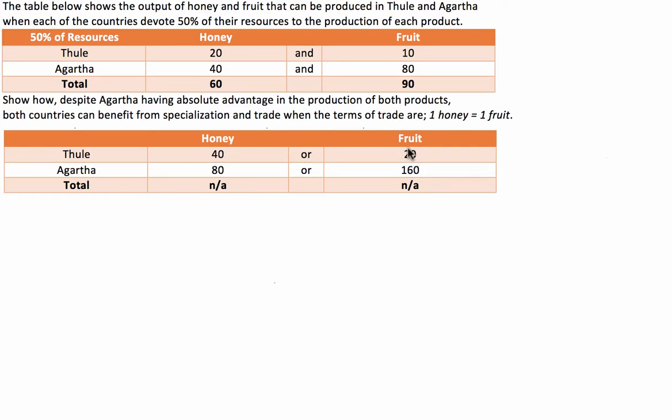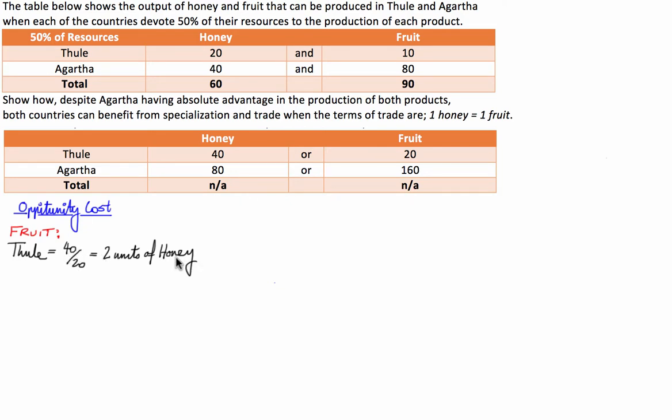So it means that for every fruit, if we assume a linear opportunity cost, which is a pretty bad assumption, but if we assume a linear opportunity cost, for the production of every next item of fruit, we have to give up 2 items of honey because 40 is twice as big as 20. So let's start with the opportunity cost of fruit in Thule is going to be 2 units of honey.